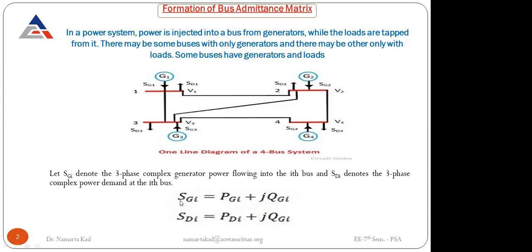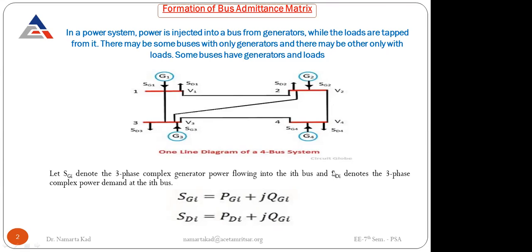As you know, S is the symbol for the apparent power, P is the symbol for real power, Q is the symbol for the reactive power. SG denotes the 3-phase complex generator power, that power that is inserted into the bus. Here i denotes the bus number. So if it is inserted into bus 1, then it is SG1, SG2, SG3, and SG4.